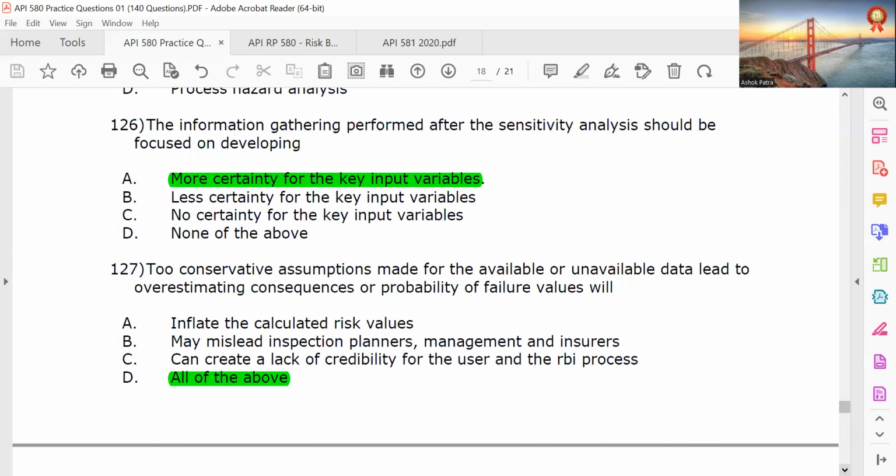Conservative assumptions made for available or unavailable data lead to overestimating consequences or probability of failure values, will inflate the calculated risk values, may mislead inspection planners, management, and insurers, and can create a lack of credibility for the user and the RBI process: all of the above.